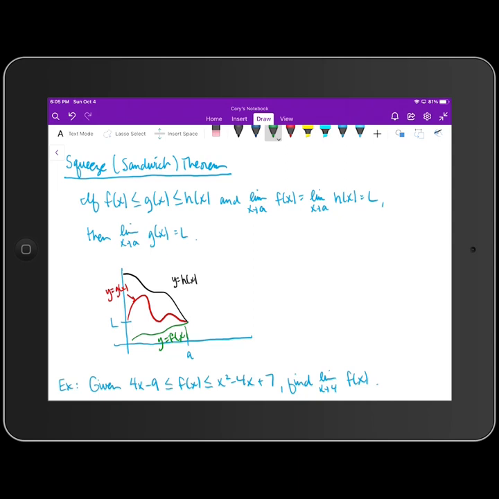Okay, so what this is saying is that if your function g of x is between f of x and h of x, and when you take the limit as x approaches a of the smaller function and the limit as x approaches a of the larger function, and those two limits go to L, then that squeezes or sandwiches the limit as x approaches a of g of x, and it forces that limit to be equal to L as well. All right, so I'm going to do just one quick example with this.